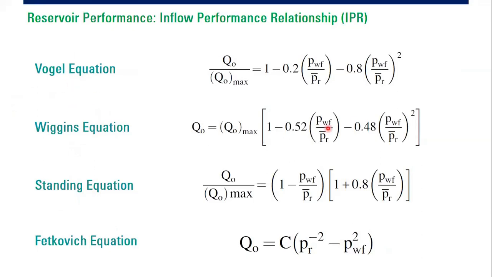Unfortunately, I don't show you the Jones equation, but it's also a popular equation to describe inflow performance relationship. So we name the reservoir performance by using these words: inflow performance relationship, or IPR. This is the equation that will be used to describe the performance of our reservoir. Okay, we continue.